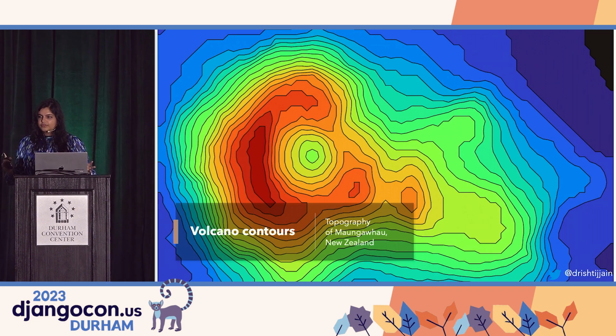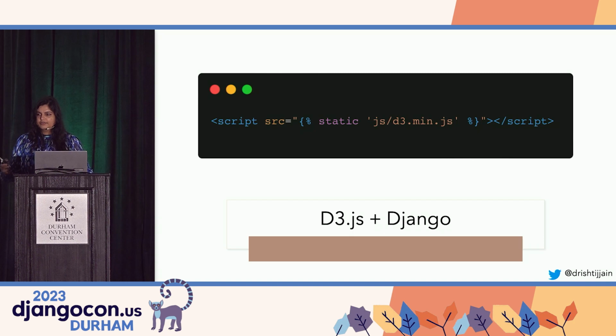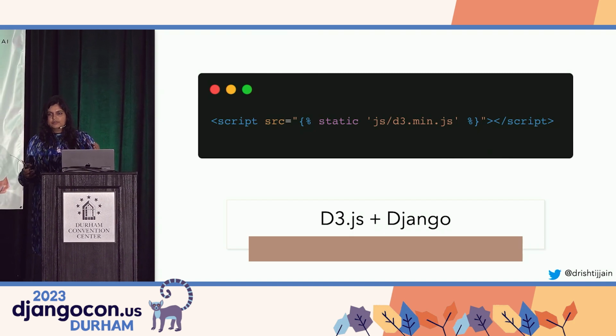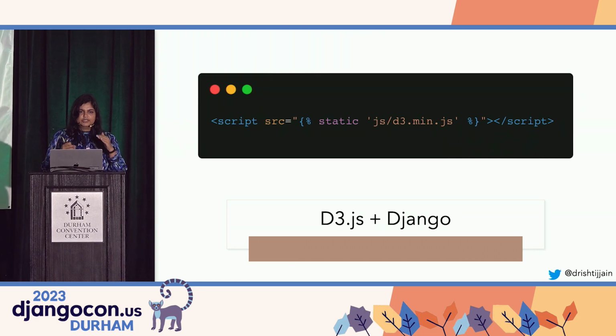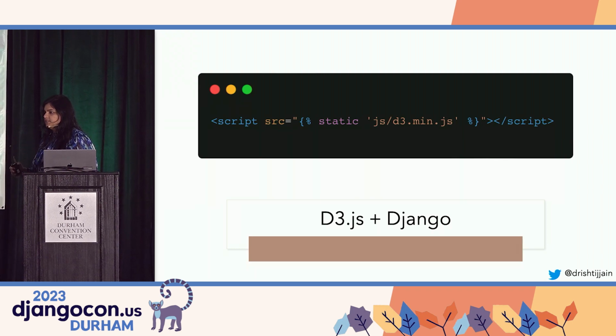Once you have all of this created, you just include it in your Django application, like we saw in the previous slide, and that's it, you're good to go. You can use it in your Django application, and this part of your Django application would be powered with D3.js.